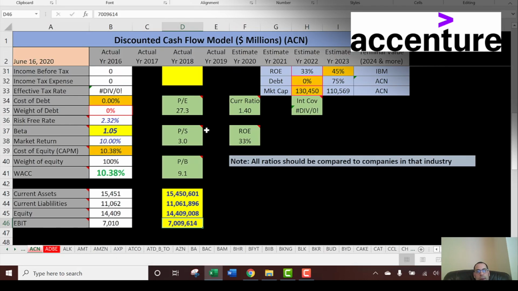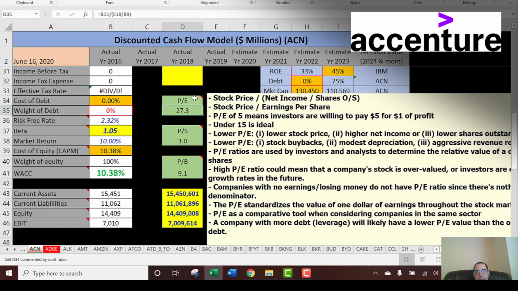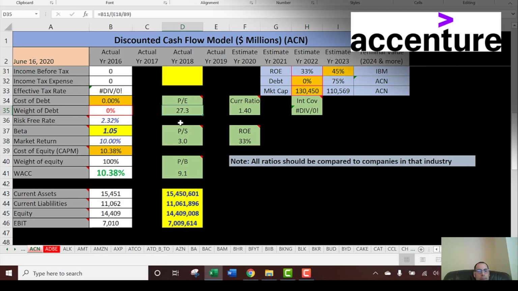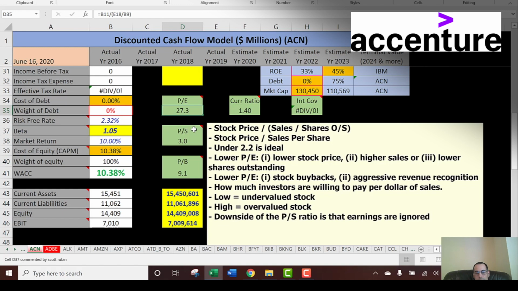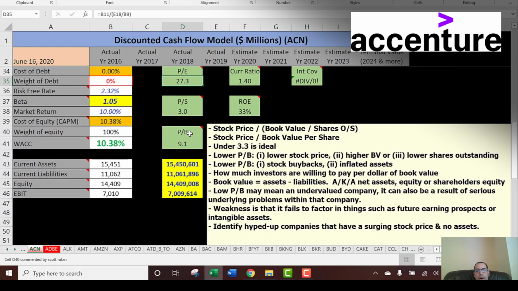So let's look at their ratios. The PE is a little higher than what I want. I like to see under 15. But we have to make sure to compare it to IBM to see how it stands up. Price to sales is okay. I prefer under 2.2. They have 3.0. Price to book seems a little high. I prefer under 3.3. They have 9.1.